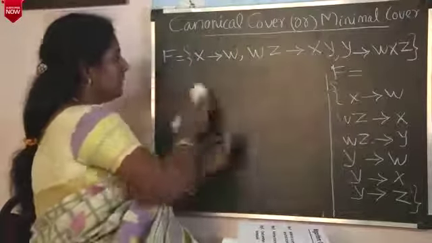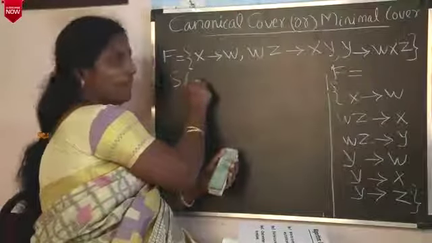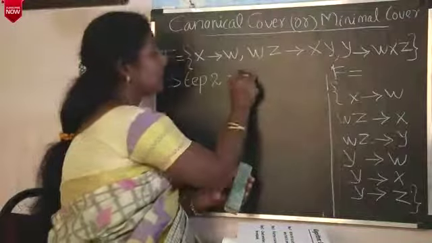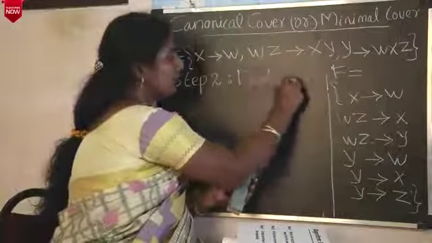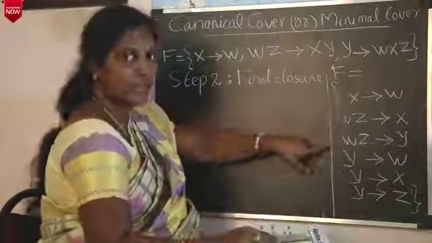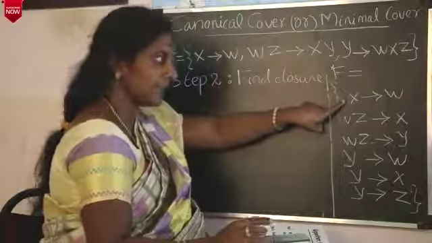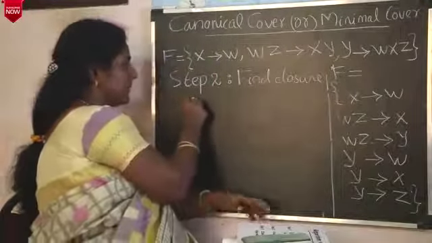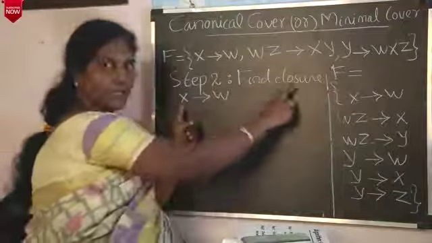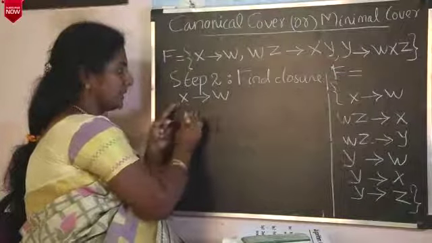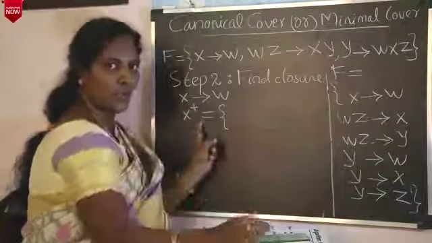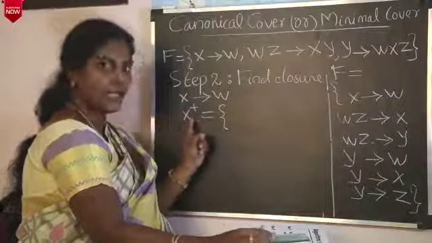For step 2, we need to find the closure of attributes. For that, consider all the functional dependencies one by one. First, X determines W. So first we need to find the closure of this attribute X. So X closure equals, I hope you know how to find the closure of every attribute.